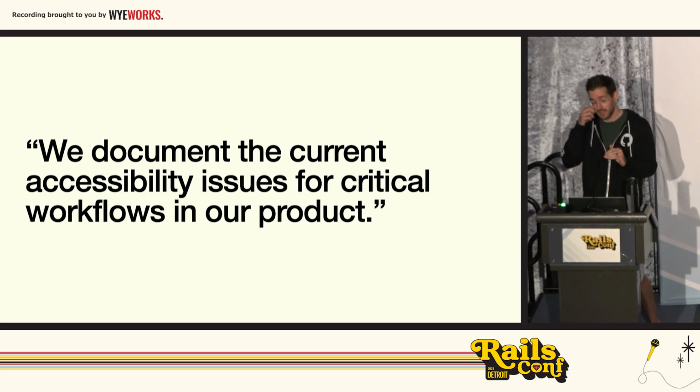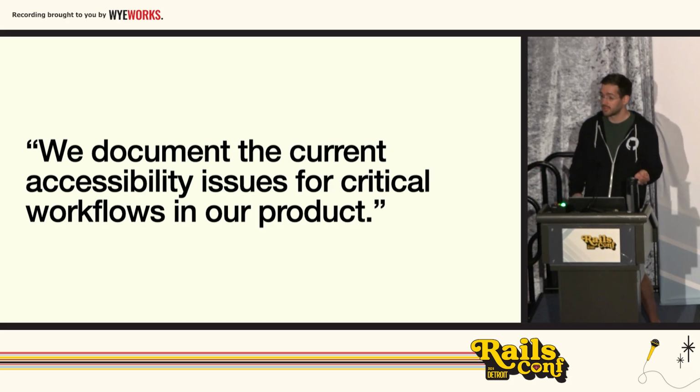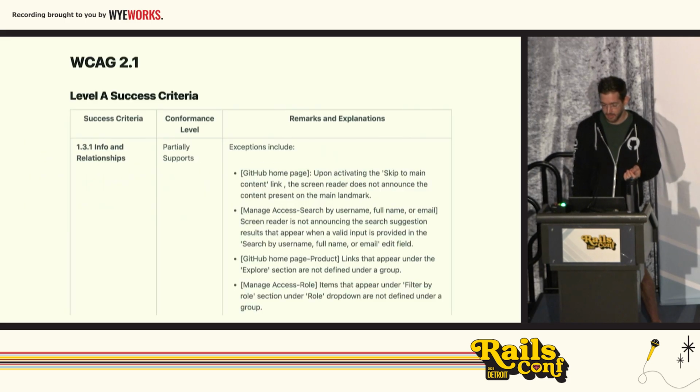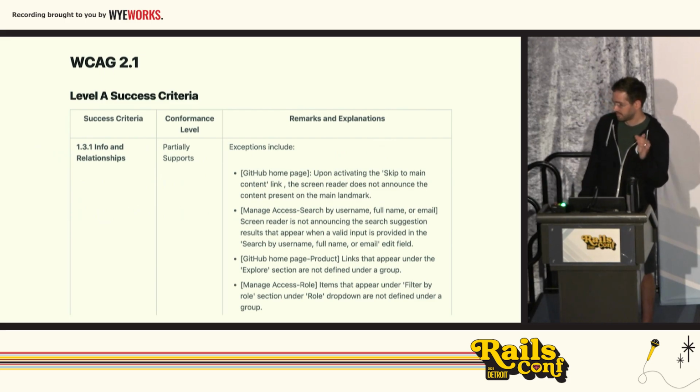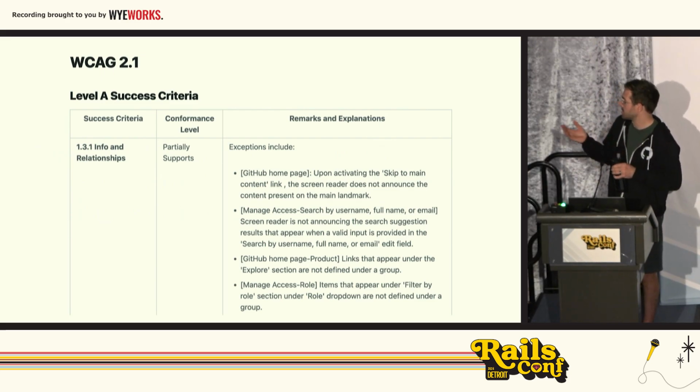It's not even solving them. It's just saying, here are the problems that we know about. And we publish ours publicly. You can go see this today. If you go to accessibility.github.com, you'll see a bunch of core scenarios, including one that looks like this. And this shows, amongst other things, some issues we have on our homepage.